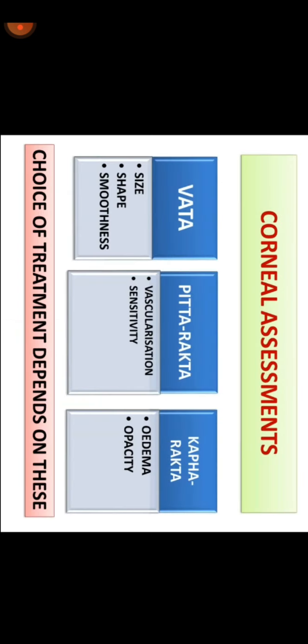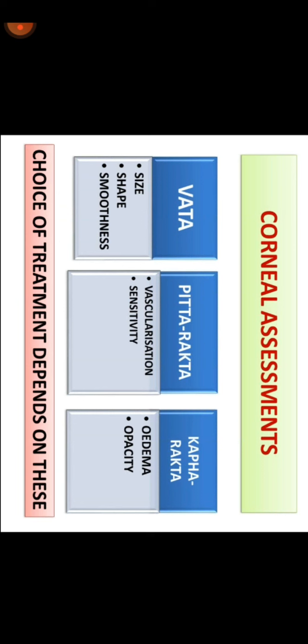So when we consider the corneal diseases, the Vataja condition: Vata is a factor which gives the structure of, or which maintains the structure of, an organ. So the size, shape and smoothness are controlled by the Vata dosha. So if a patient is having an altered shape of the cornea, that is clearly keratoconus, then we have to consider the involvement of Vata dosha.